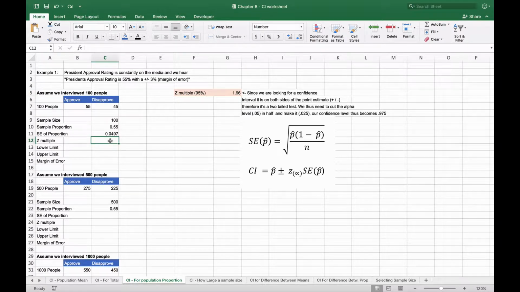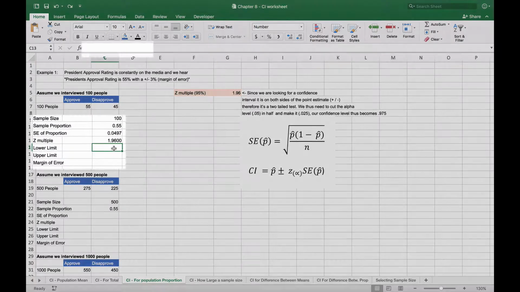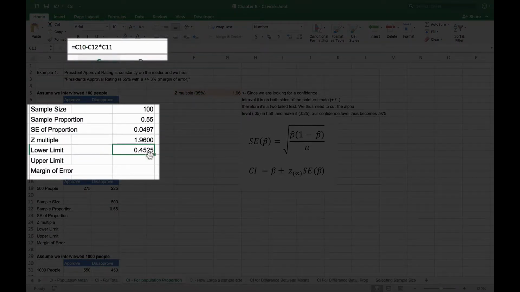We carry that over to here, and we end up with our 1.96, and we have all the pieces that we need now to calculate the confidence interval. We'll plug in the p hat, we'll do minus the z multiple times the standard error, and we end up with 0.4525. It's given by this. Our upper limit will be the same thing, only with a plus, and it gives us 0.64. So as you can see, that's a pretty wide range, and our margin of error becomes 9.8%, or 0.098.